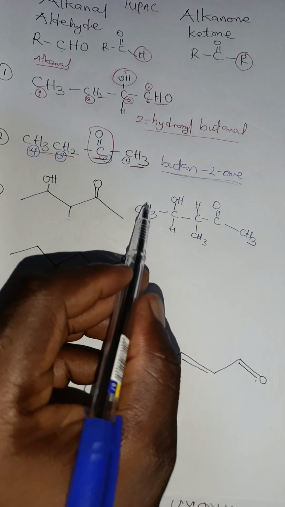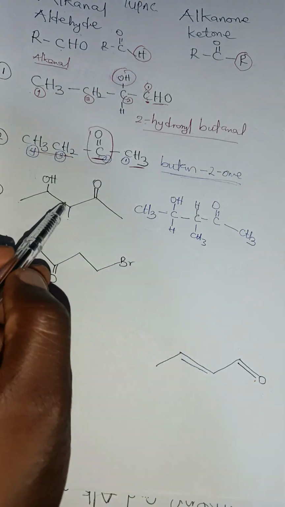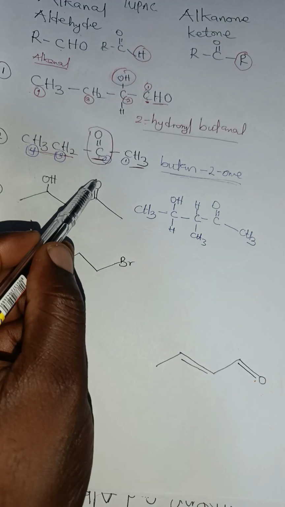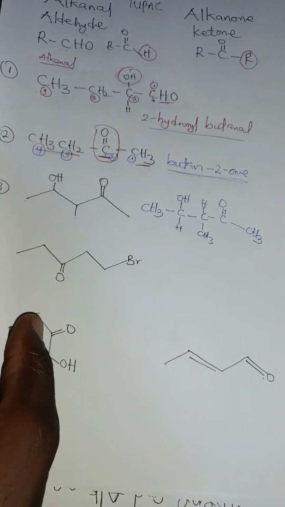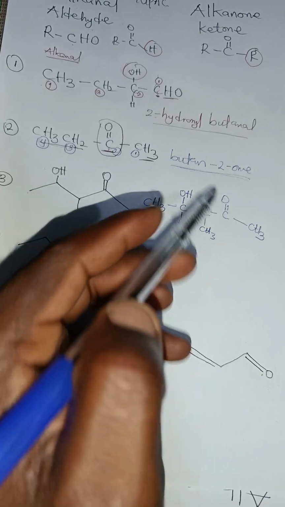Now this is CH3, CH3. This is C OH. Then this C has this up. Then C double bond O. Then CH3. So how do we name it? What's the functional group here? The functional group here is what?